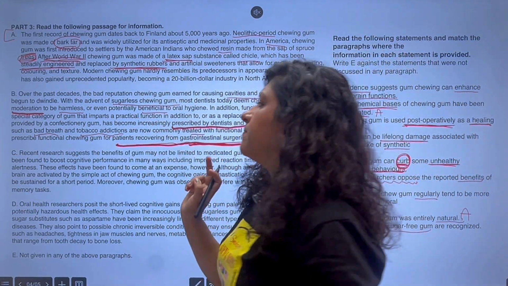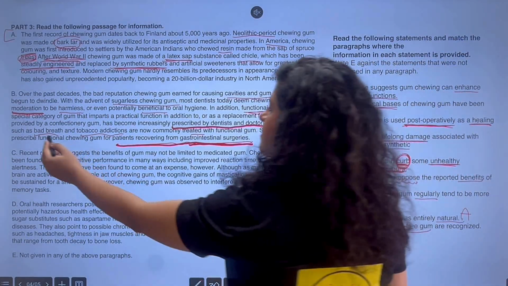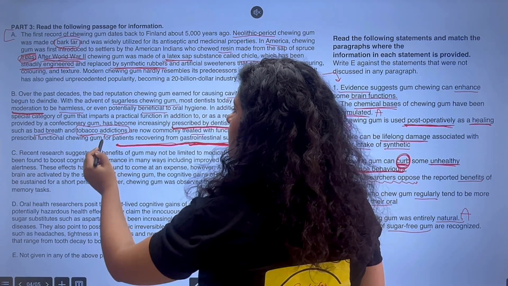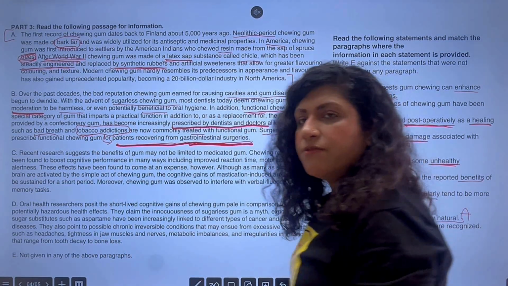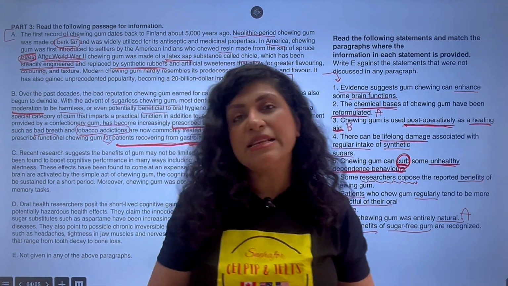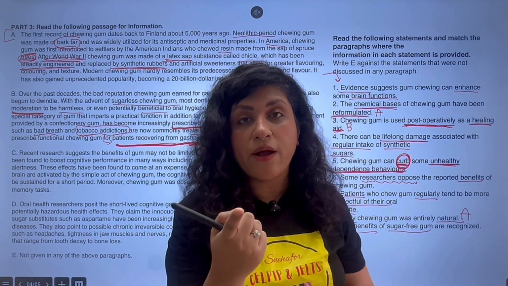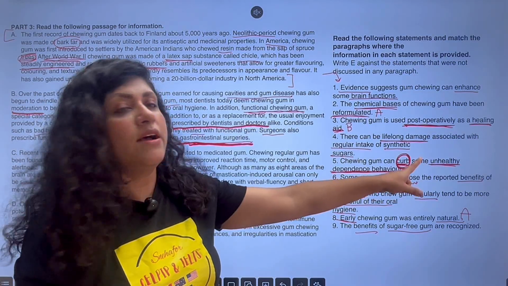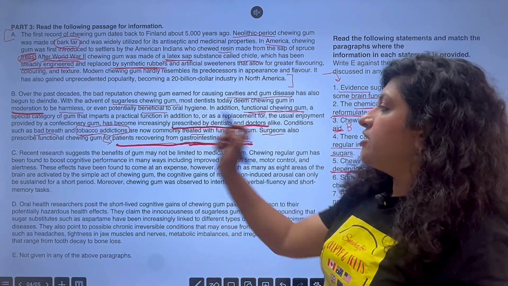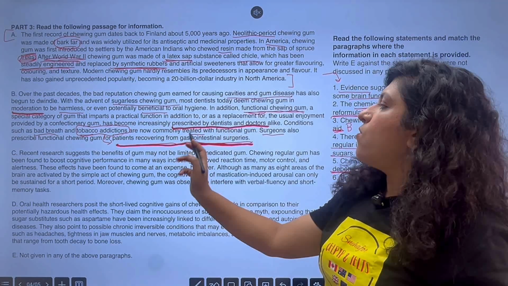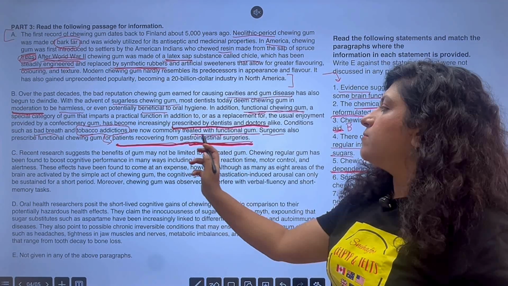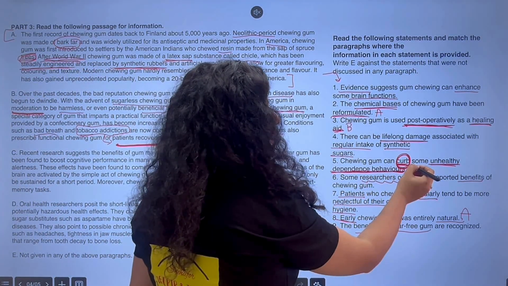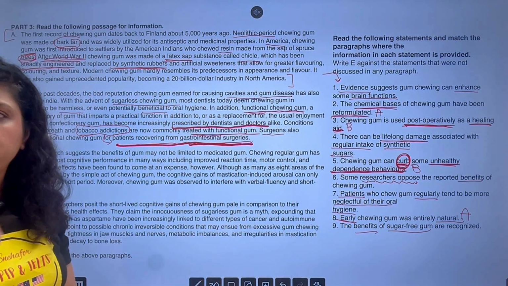Now come to this para B. It says conditions such as bad breath and tobacco addictions. Is tobacco addiction an unhealthy behavior? Yes. Is addiction a dependence behavior? Yes. You are dependent on tobacco. Unhealthy behavior, unhealthy dependent behavior. So chewing gum can curb unhealthy behavior? Yes. Conditions such as tobacco addiction are now commonly treated with functional gum. So again, it's a paraphrasing. It's there in para B. So I will have B as the answer of this question number 5.